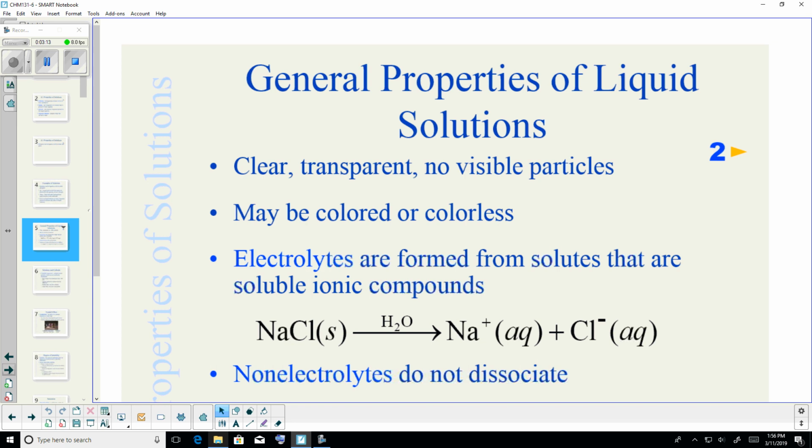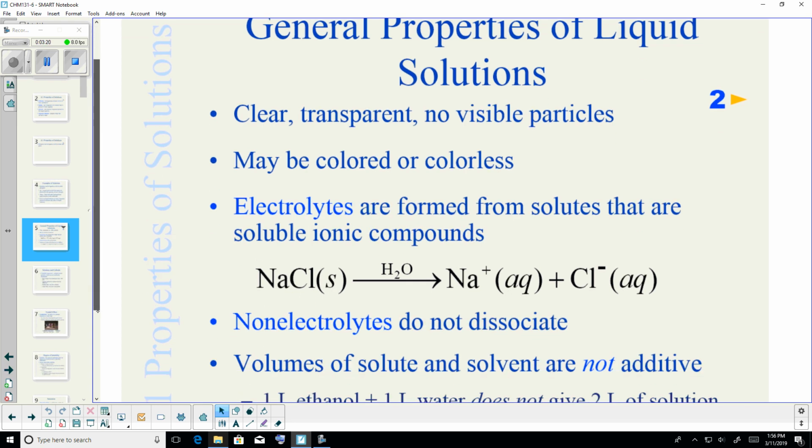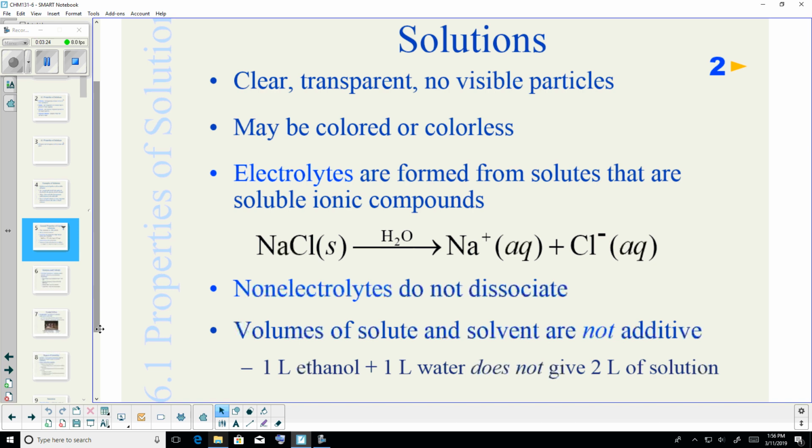If you have ionic compounds, they dissociate in water to give you electrolytes, and we talked about electrolytes before. Usually molecules don't dissociate, so they form non-electrolytes. Volumes of solute and solvent are not necessarily additive. So 1 liter of ethanol plus 1 liter of water does not give you 2 liters of solution. If I took 50 mL of ethanol and 50 mL of water, mixed it, and poured it in a graduated cylinder, it'd actually be about 98 mL. That's because the hydrogen bonding forces between the two are so strong, it just kind of shrinks the space between them. So it's not always additive.